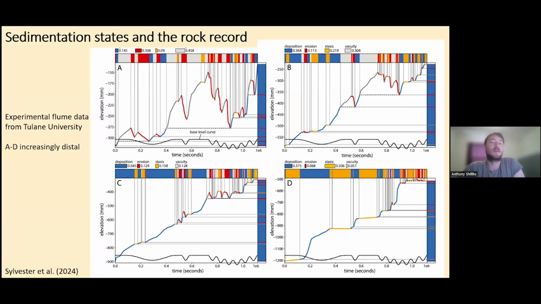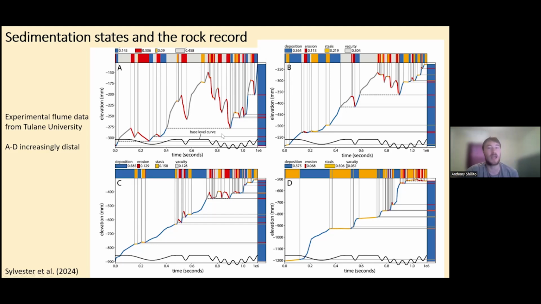And here, just to show how this varies between different depositional environments. Again, this is from their flume study with A through to D getting increasingly distal. So A corresponds closely to a fluvial type environment where we've got very limited accommodation space. So we're getting deposition, but we're also getting lots of erosion and we're not getting very much sedimentary stasis. You can see that by the proportions recorded up here, where maybe 50% is recorded deposition plus erosion. We've got a whole load of deposition that's been removed and a very small proportion is stasis.